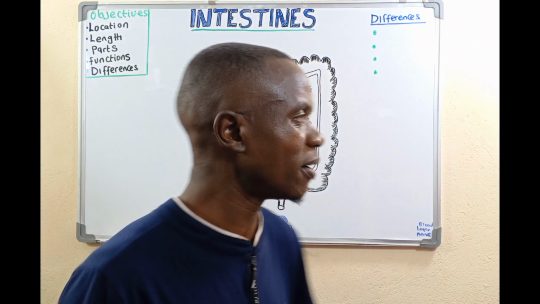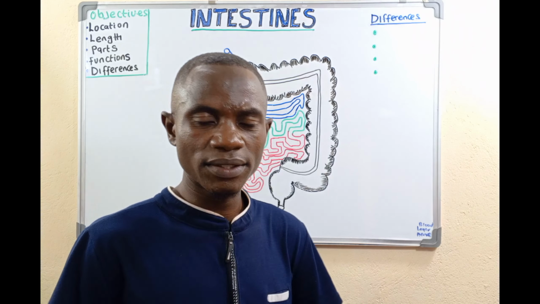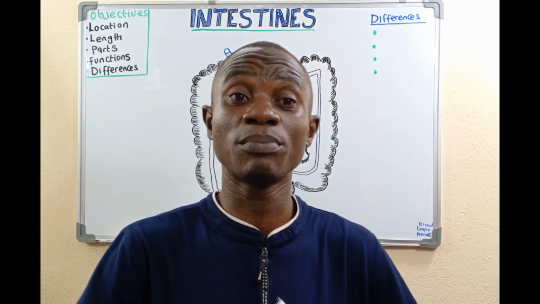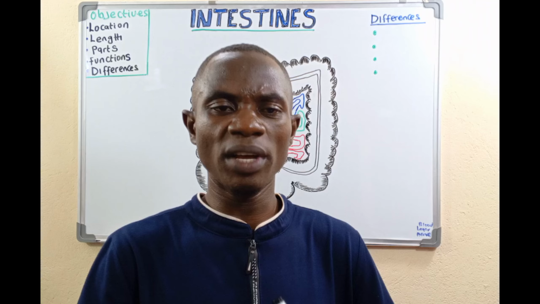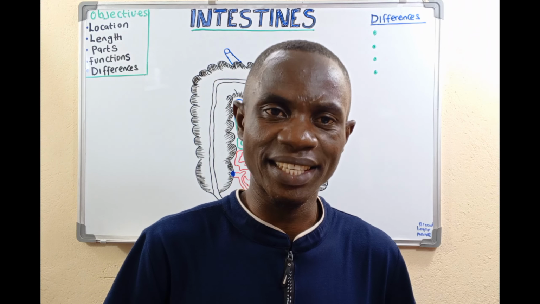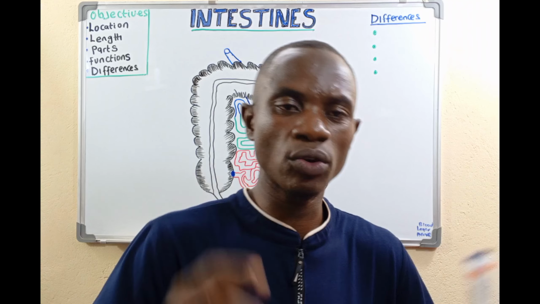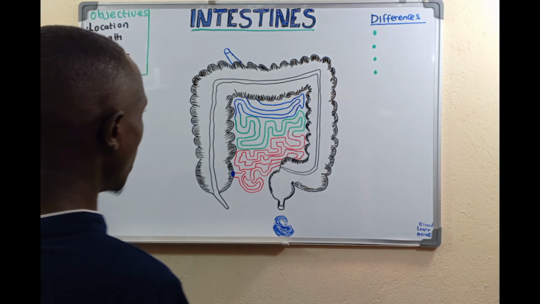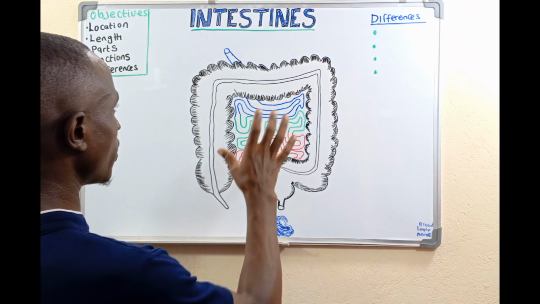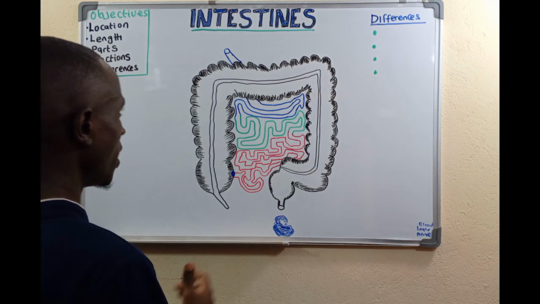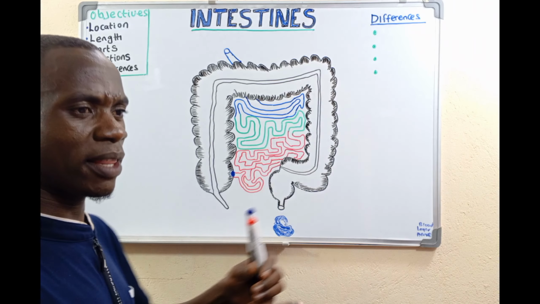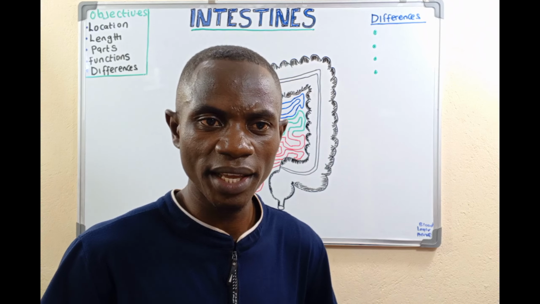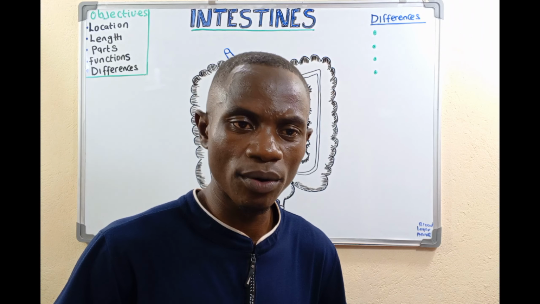Are we together? So we have two kinds of intestines: the small intestine and the large intestine. Let's go ahead and see the anatomy of the intestines, starting with the small intestine. By the word small, it has a narrow diameter.